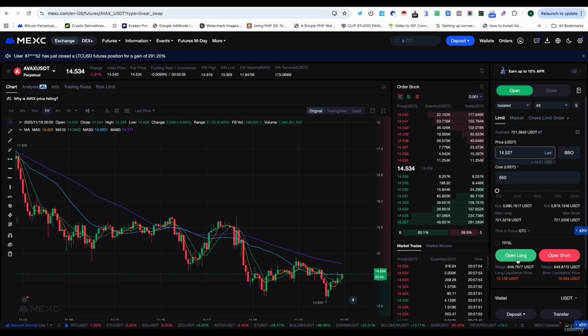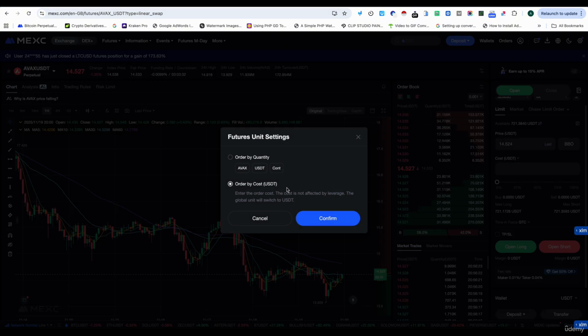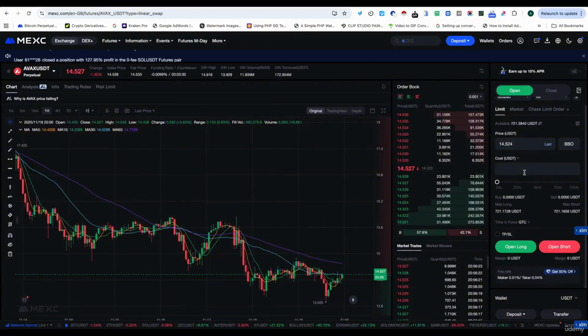Now, choose cost value. This part is important. In the spot versus perp strategy, we use the quantity of the coin to match the position size. But in the perp versus perp arbitrage, we don't care about quantity at all. We care only about the cost value, meaning how much USDT you are putting into the position multiplied by your leverage. So both exchanges must use the same cost amount.